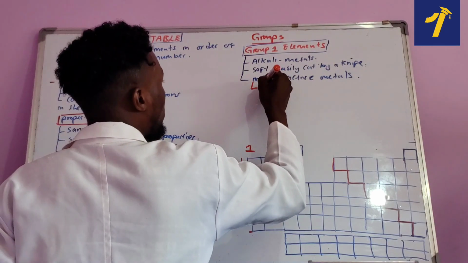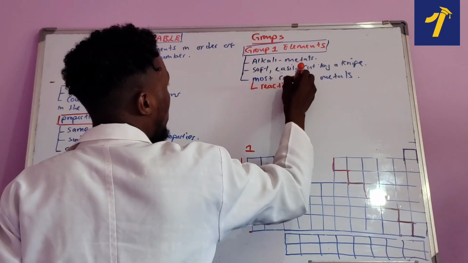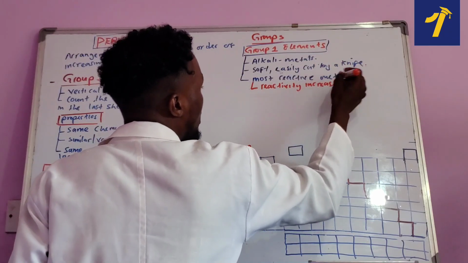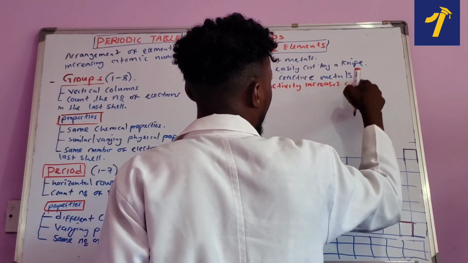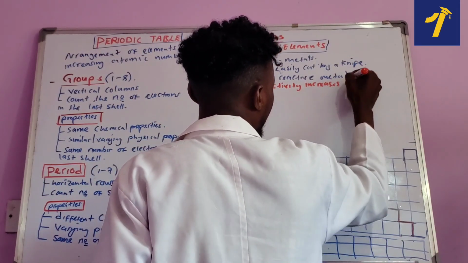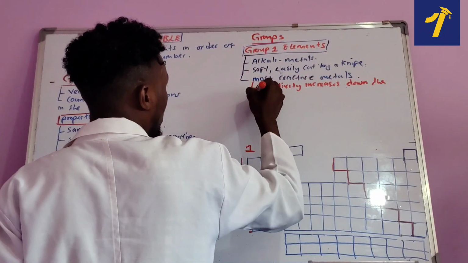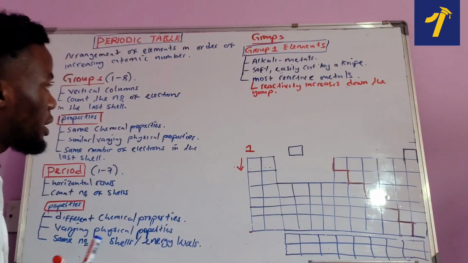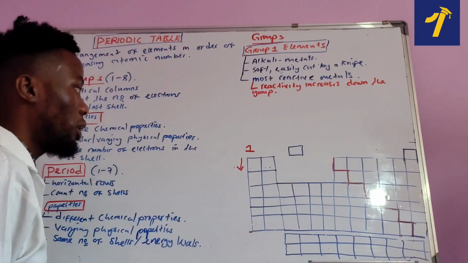So reactivity increases as you go down the group. Okay, so reactivity increases down the group. As you are going down the group, it's going to increase.